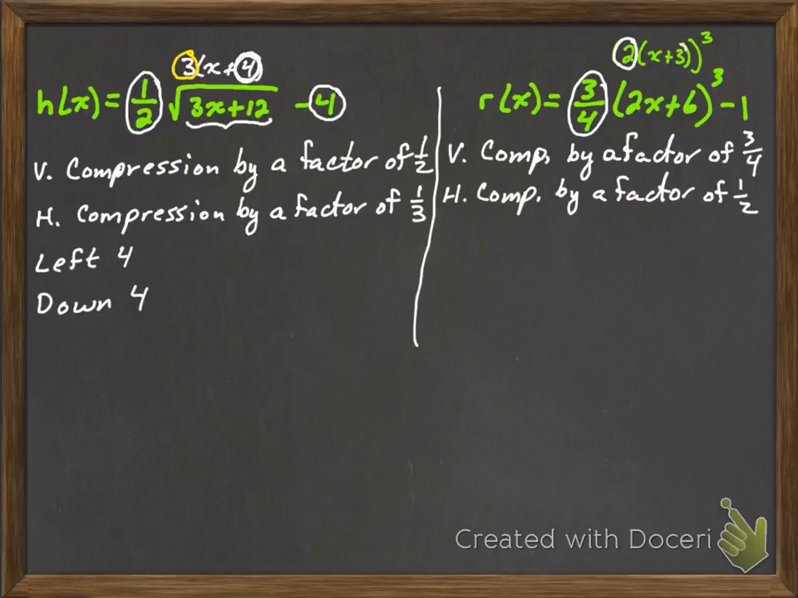We have this 3, which is a plus 3, therefore it is a shift to the left 3 units. And then we have this minus 1, which is your d value, so that's going to be a shift down 1 unit.